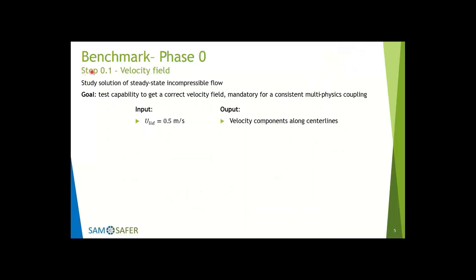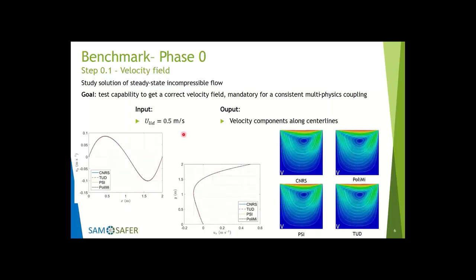So in phase zero, step 01, just the velocity field is solved. So the steady state, incompressible, isothermal flow is studied. This is just, as we said, the simple lid-driven cavity problem with a Reynolds number of 40. And at each of these steps, we compared the results obtained by the codes. As you can see here, in this case, we compared the flow field obtained and also velocity profiles. And fortunately, all the codes participating in the benchmark in SAMOSAFER gave the same answer. And of course, this is necessary, otherwise there's no consistent multiphysics coupling later on.